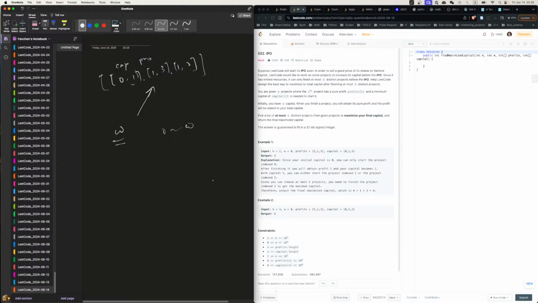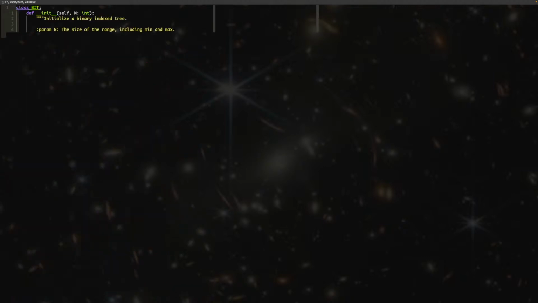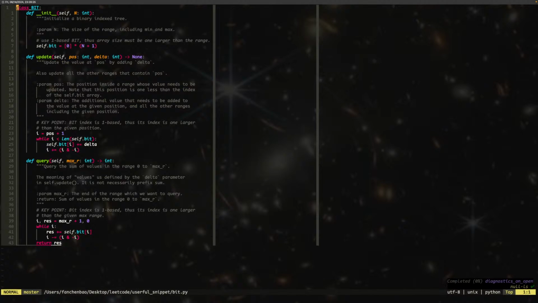But okay, so we might need a binary index tree. Alright, so this is binary index tree. Okay. The size of the range, including min max, 1 based BIT. Update the value at position by adding delta. No, we don't add delta. We are not adding, right? We're replacing with some value.